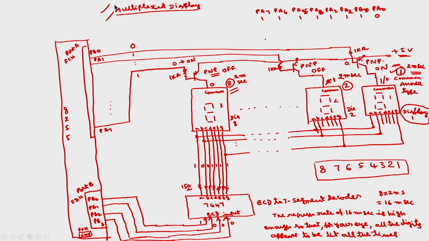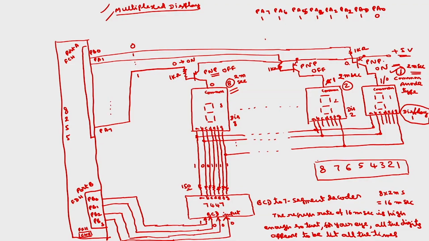Here in fact at any time we are going to select only one display, but the refresh rate is so fast, 16 milliseconds, meaning about 40 times in a second we refresh this, that our eye cannot interpret the change. For our eye it seems all the displays are lit all the times. This is the idea behind the multiplexed display.